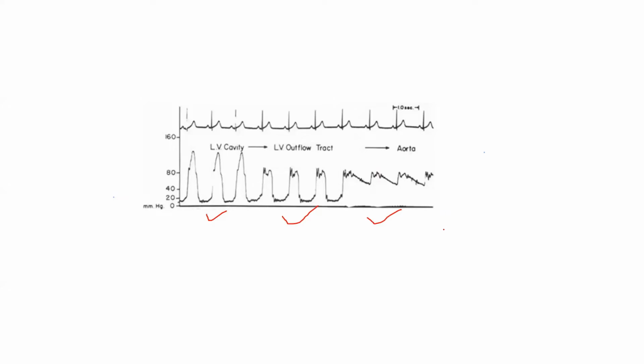Dynamic obstruction. Why did you say that? There is a spike and dome at the level of the LVOT. Okay. Very good.